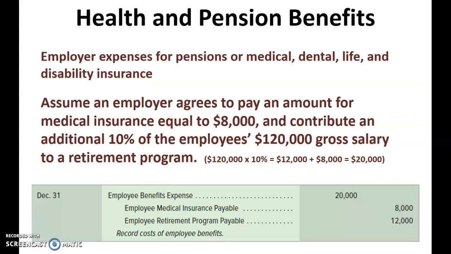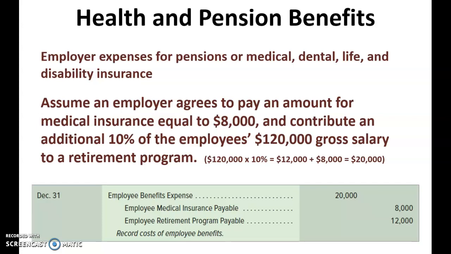Health and pension benefits. Many companies provide employee benefits. An employer often pays all or part of medical, dental, life, and disability insurance. Many employers also contribute to pension plans, which are agreements by employers to provide benefits or payments to employees after retirement. Many companies also provide medical care and insurance benefits to their retirees.